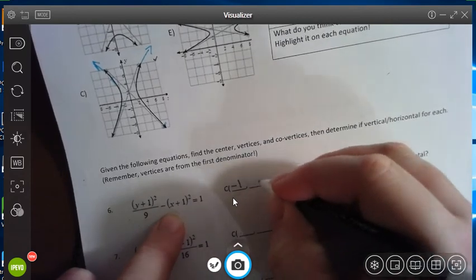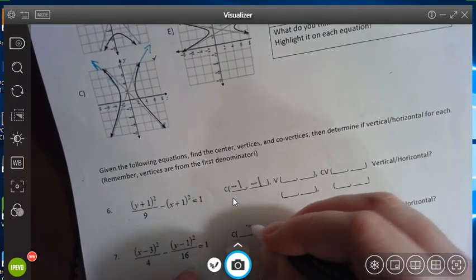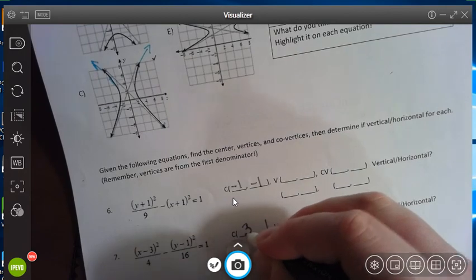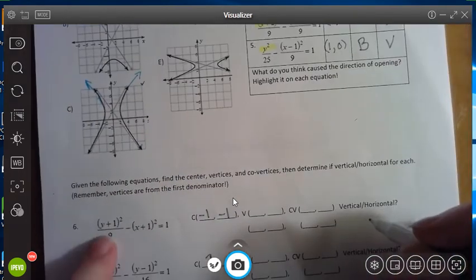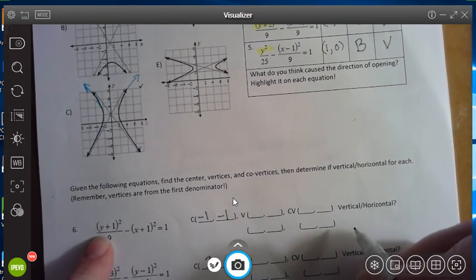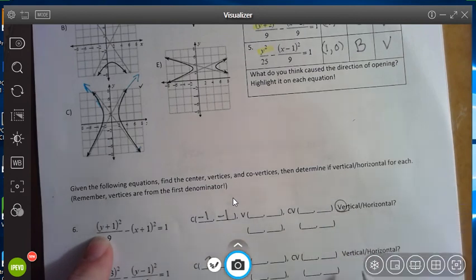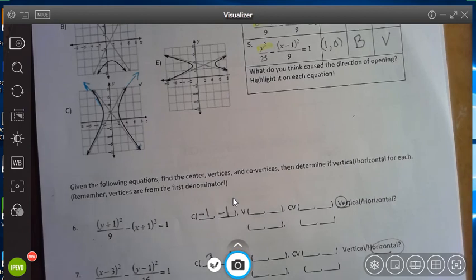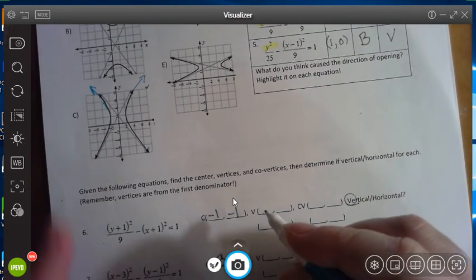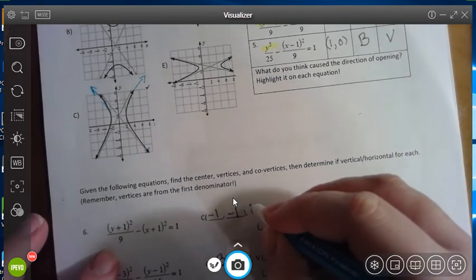Okay, this is going to be -1, -1, 1, 3, -1, -1. This one starts with Y, so it is vertical, horizontal, vertical. Okay, now this one I am going to change some colors up because I want you to see how to do this before we actually go to graph it.